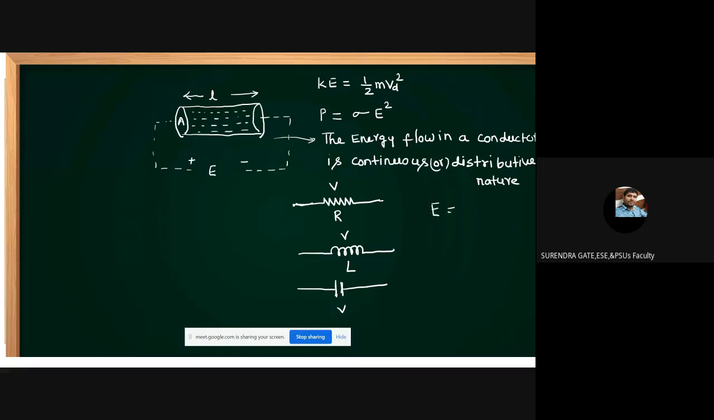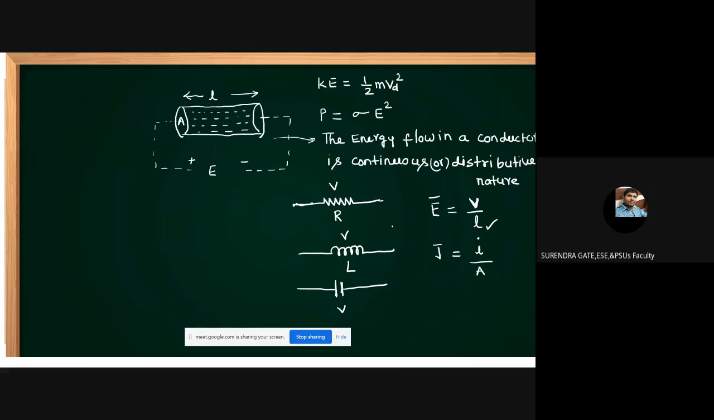E equal to V by L. Electric field is voltage per unit length. That's why the unit of electric field is volts per meter. What is the current density? J equal to I by A. We know this. L is a scalar, E is a vector.